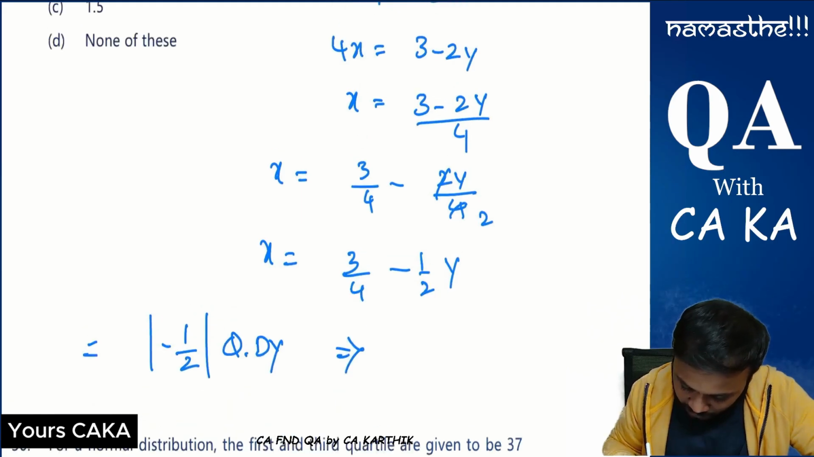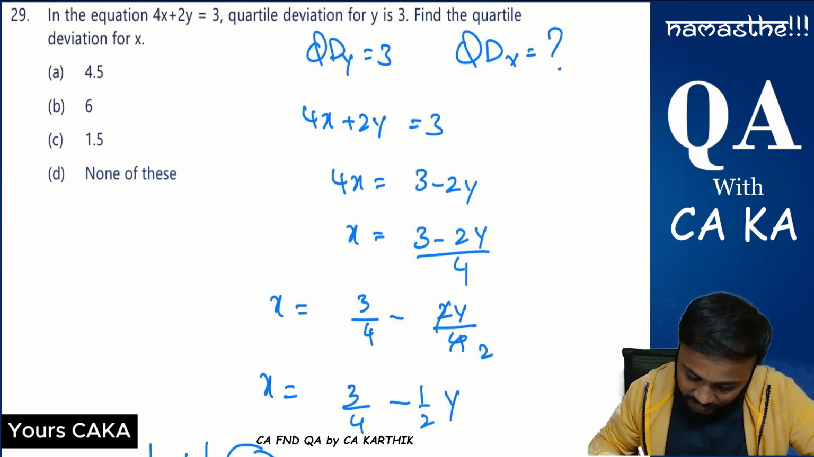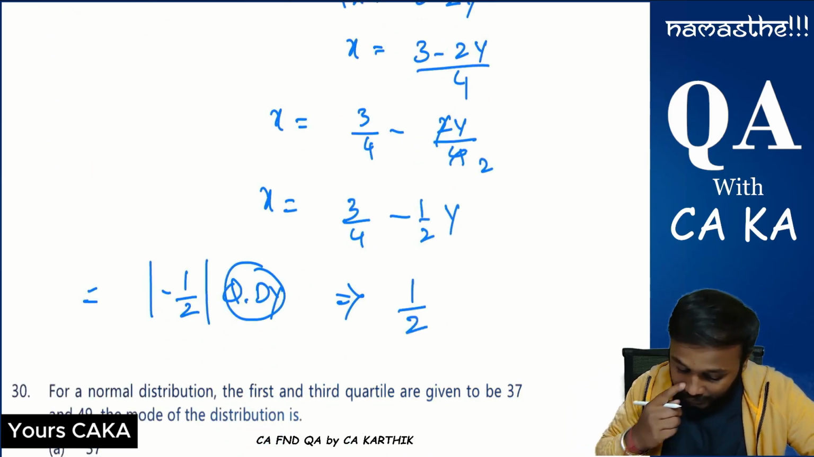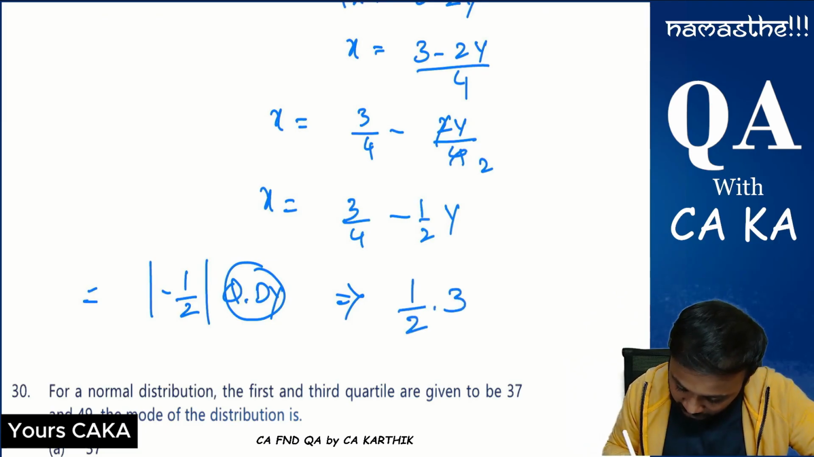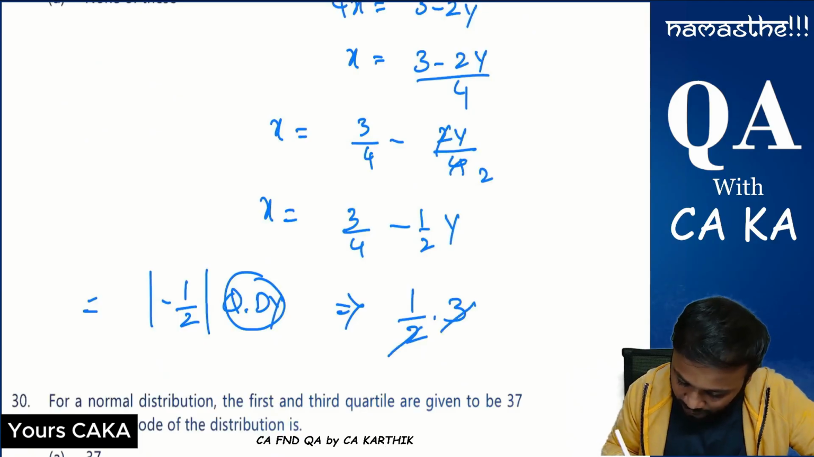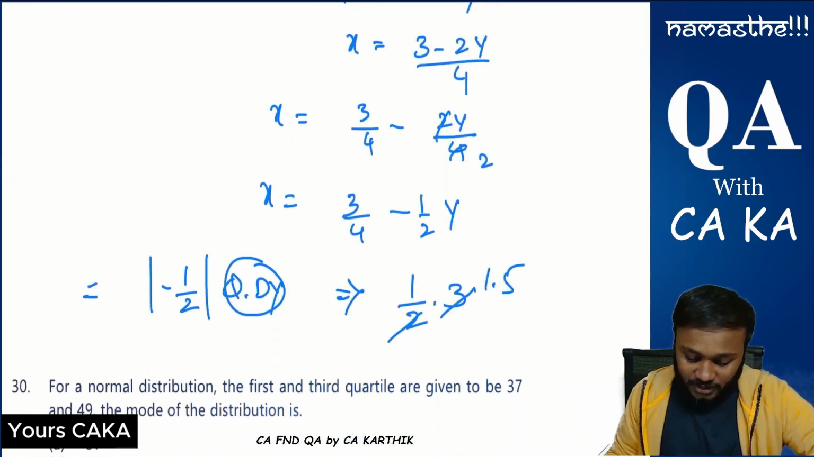So what is the minus 1 by 2? Not minus 1 by 2, the quartile deviation of y they have given, which is 3. When I apply mod to the negative, it will be eliminated. So 1 by 2 into 3, when you do the cancellation, you'll get 1.5, which is matching with your option C.